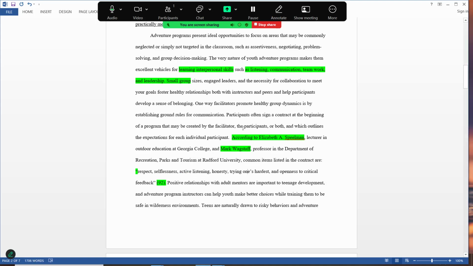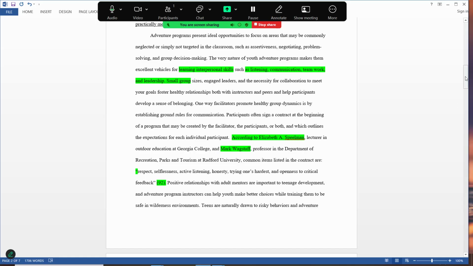So you'll see here, according to Elizabeth A. Spielman, lecturer in outdoor education at Georgia College, and Mark Wagstaff, professor in the Department of Recreation, Parks, and Tourism at Radford University. "Common items listed in the contract are respect, selflessness, active listening, honesty, trying one's hardest, and openness to critical feedback." End quote, page 92. Now, because she is using the names of the authors in the sentence, all we need at the end of her direct quote is the page number.